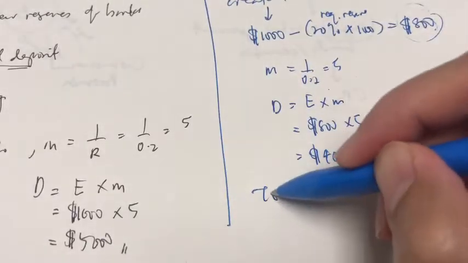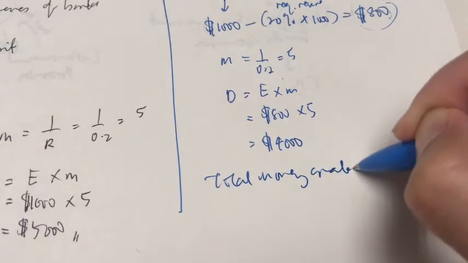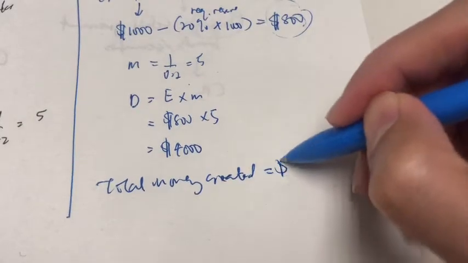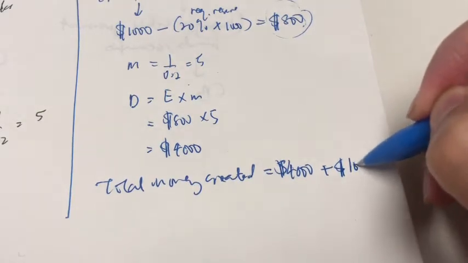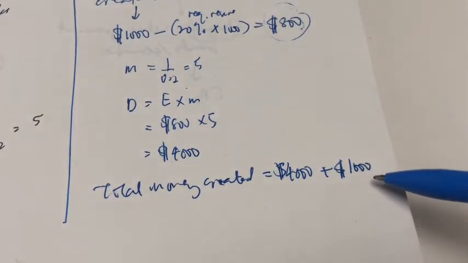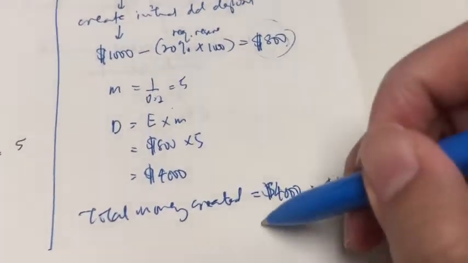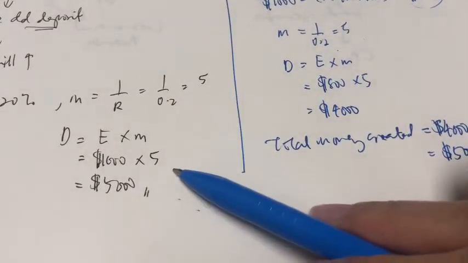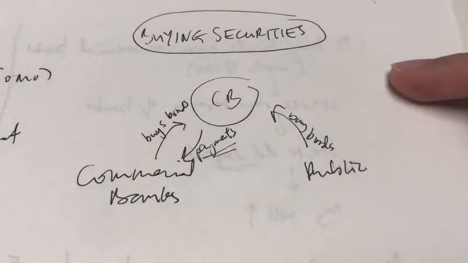However, the total money created by the banking system is actually this 4,000 that's created through the multiple expansion of credit, plus, don't forget the initial $1,000, the initial demand deposit that this person received from the central bank. So the overall amount would be 5,000, which is similar to the case where the central bank buys bonds directly from the commercial banks. Okay, so we're done with the case of buying securities.